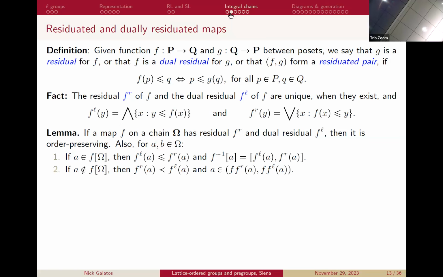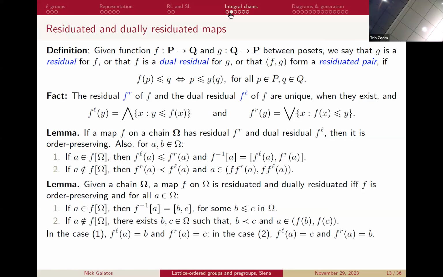And of course, you also get order preservation from these properties. But the converse is also true. That's only for chains. If you have a map that is order preserving, and for every element this situation happens, then it will have a residual and a dual residual.